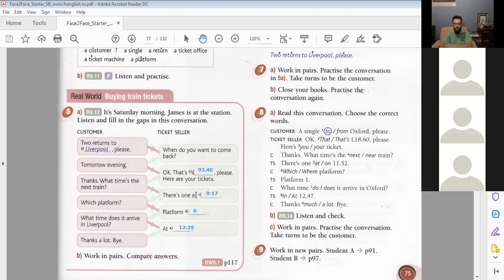Okay, nice. All right, let's practice this conversation. So Media, you can be the customer, and Basma, you can be the ticket seller. Okay, you can start. Two returns to Liverpool, please. When do you want to come back?